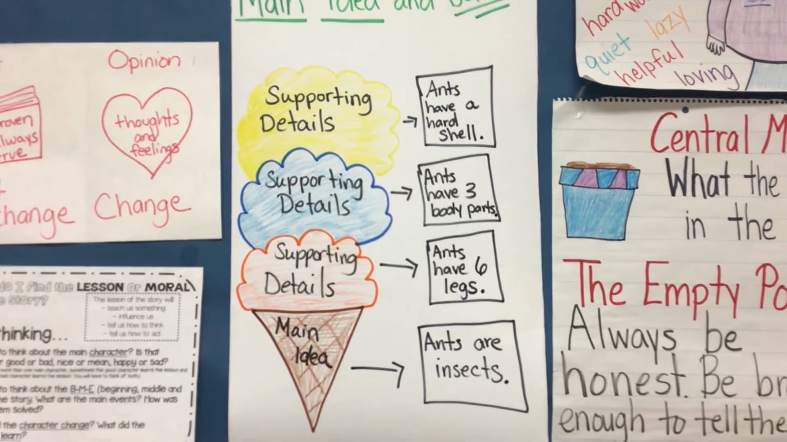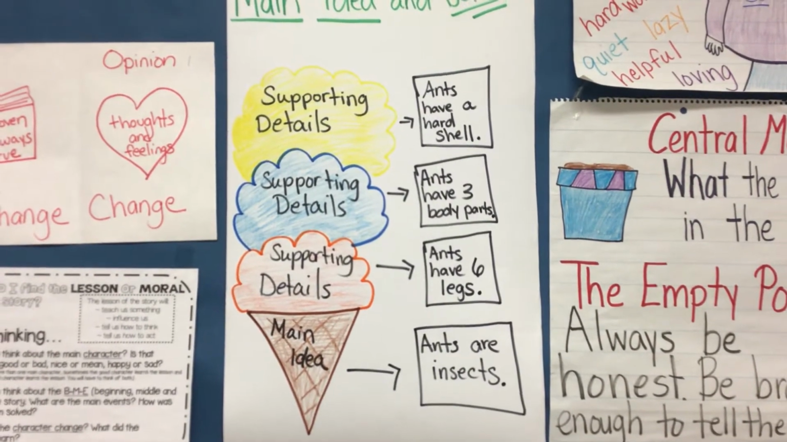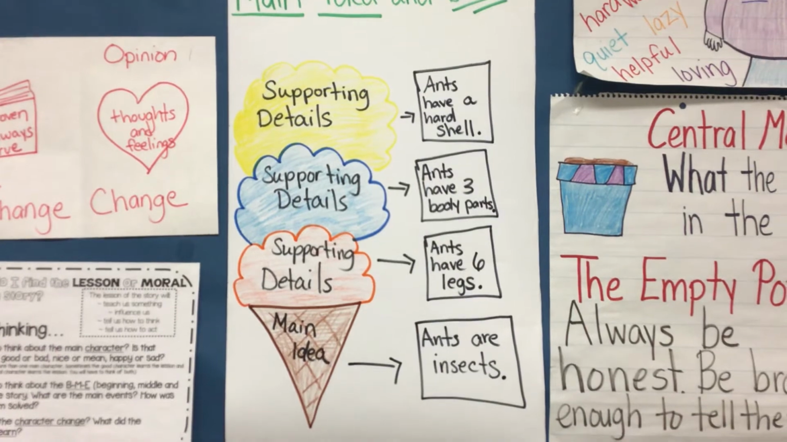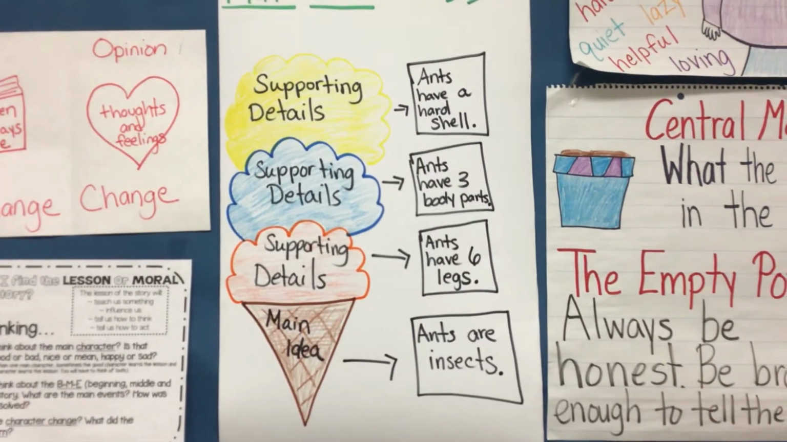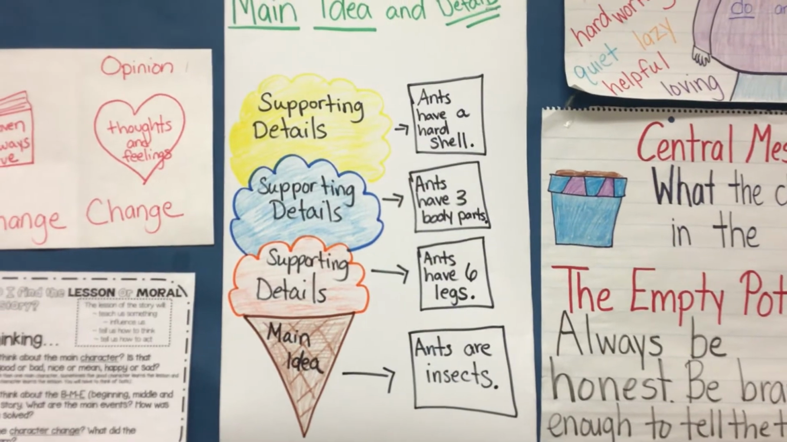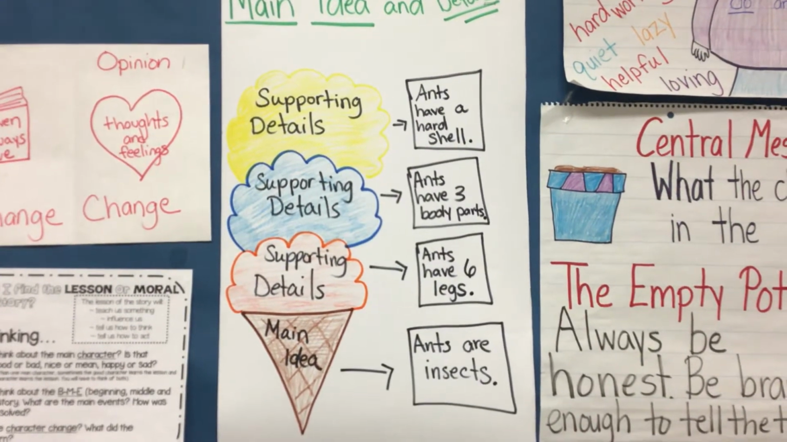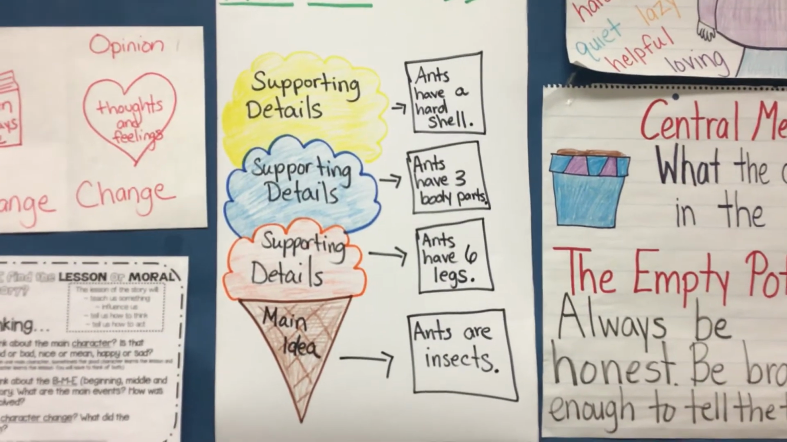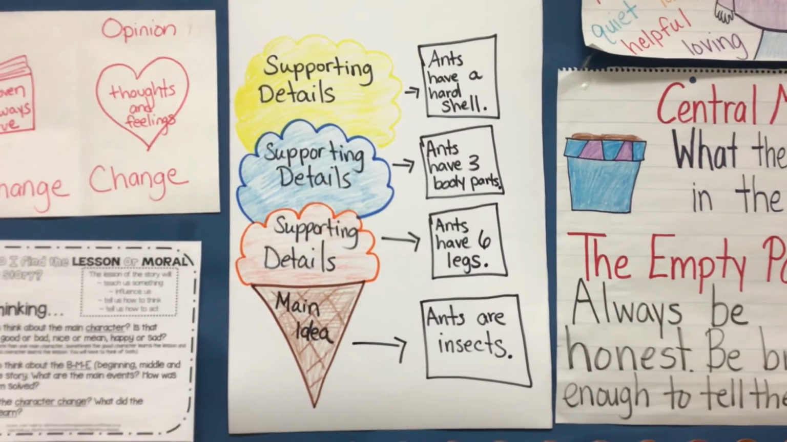And then the supporting details could be the reasons that ants are insects that we read about. So one supporting detail that ants are insects is they have 6 legs. They also have 3 body parts and they have a hard shell. All those details give us support for the main idea that ants are insects.